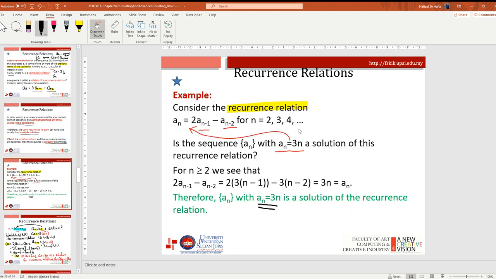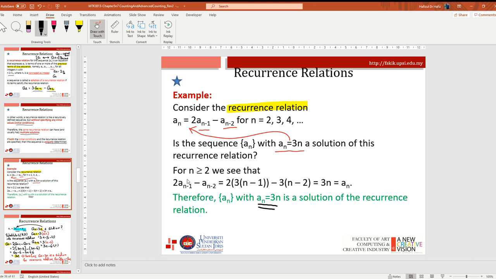Okay, for example, consider a recurrence relation. We have a_n is equivalent to 2a_{n-1} minus a_{n-2}, for n equal to 2, 3, 4 and so on. Is the sequence a_n with a_n equal to 3n a solution of the recurrence relation? Ni soalan. Biasa dalam final exam dia akan tanya macam ni.